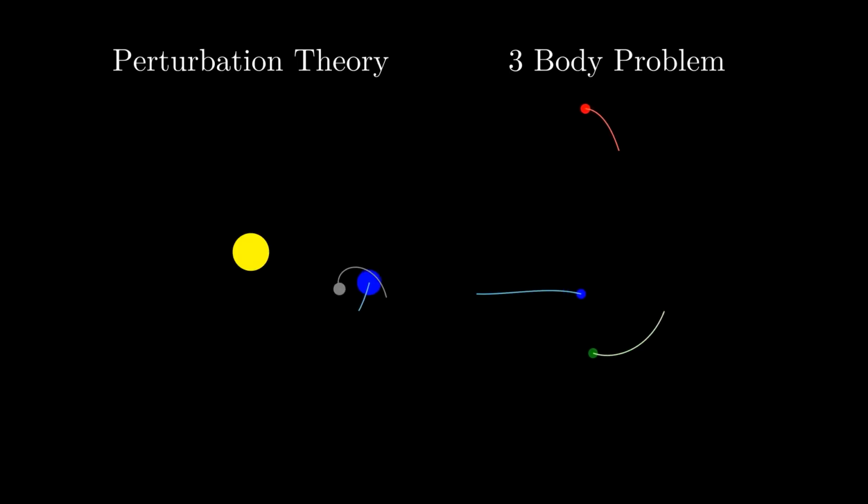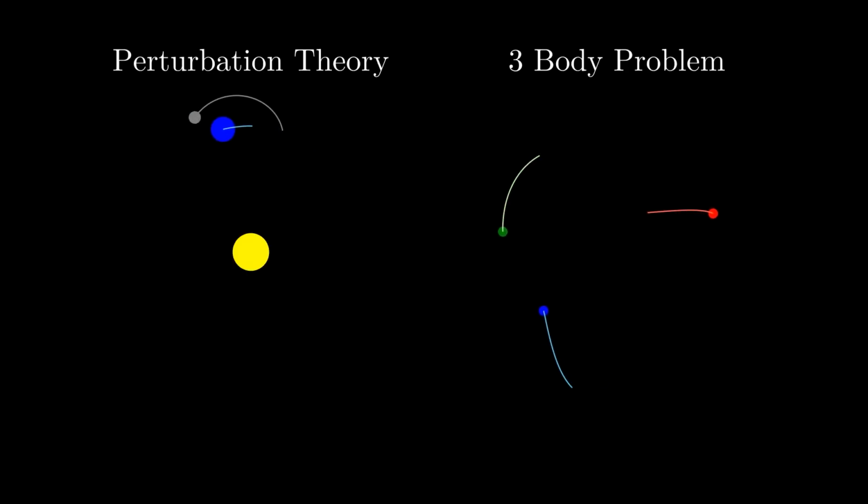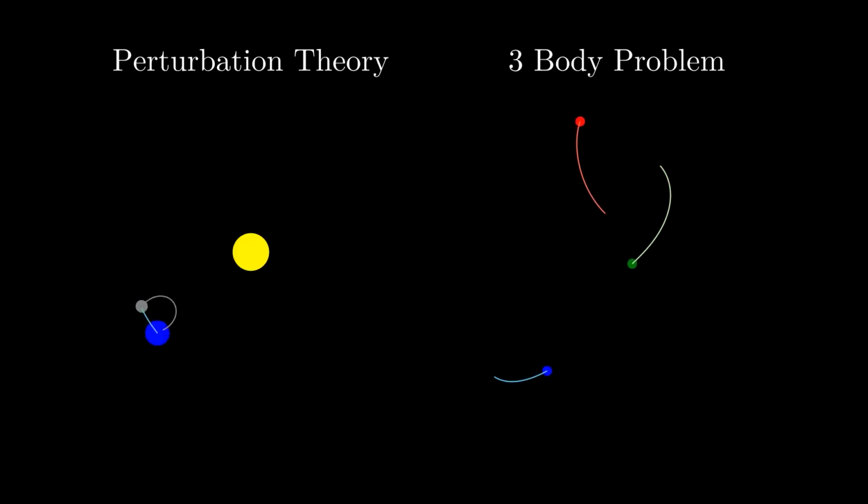When the bodies are all about the same mass, we can't call any one of them a small nudge, so we have to fall back on other means. In the 300 plus years since Newton, no one has been able to find such a method. There is no general solution to the three-body problem, and many mathematicians don't believe there ever will be.